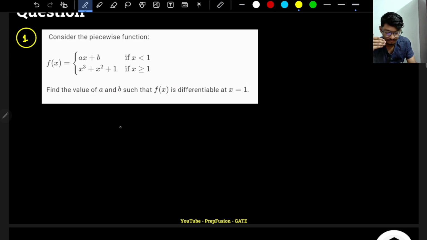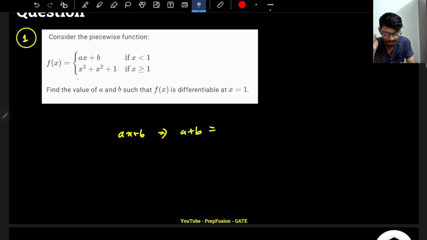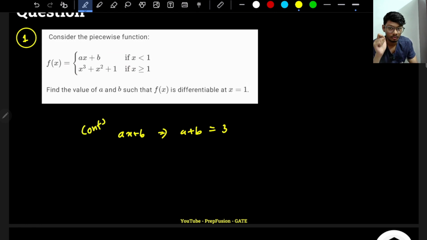Just at the left of x equals 1, the definition is ax plus b, and at x equals 1 the value will be a plus b. This must equal the right hand limit, that is this value. If I put x equals 1, this will be 3. So a plus b equals 3. This is the first result that I get for continuity.